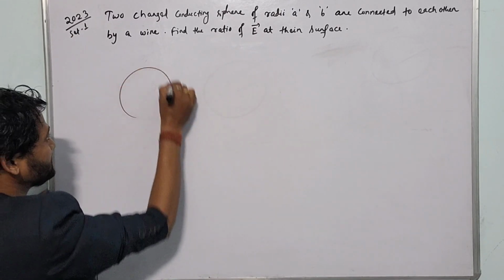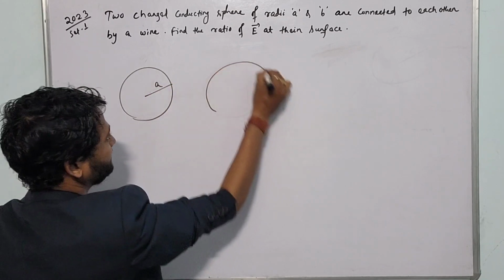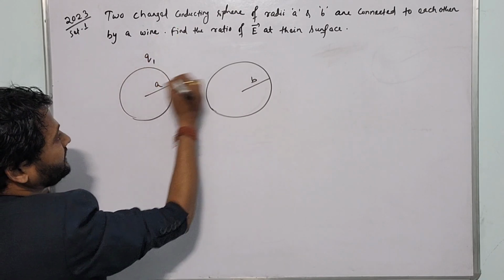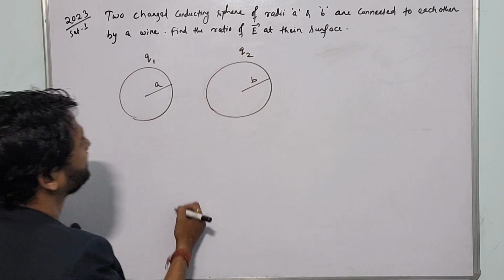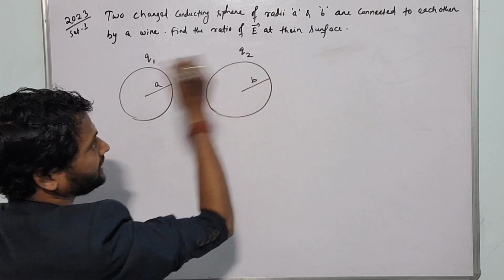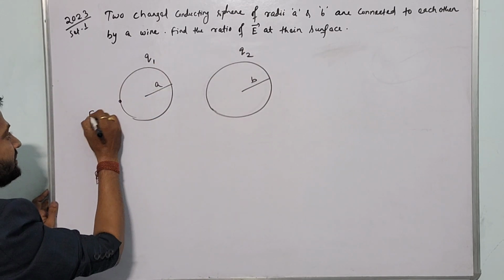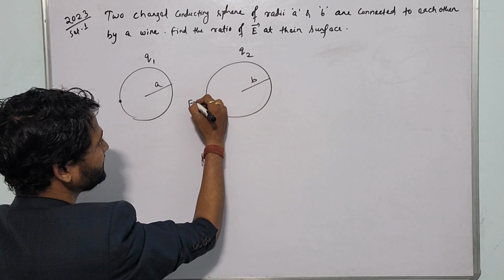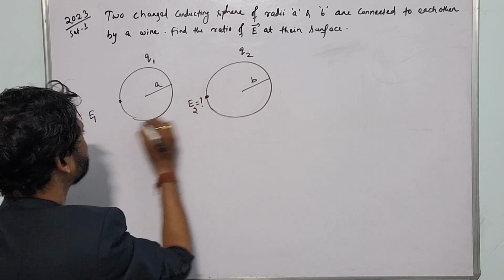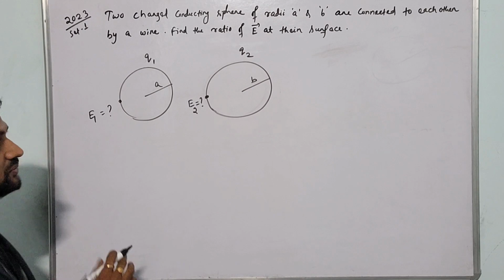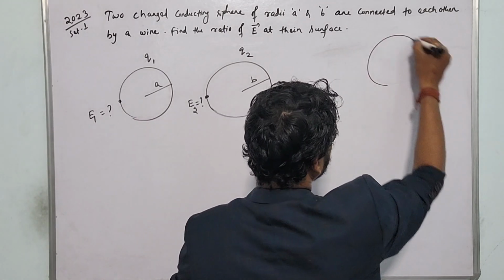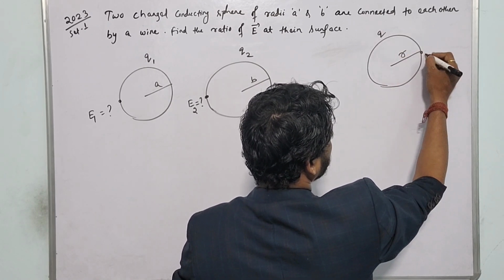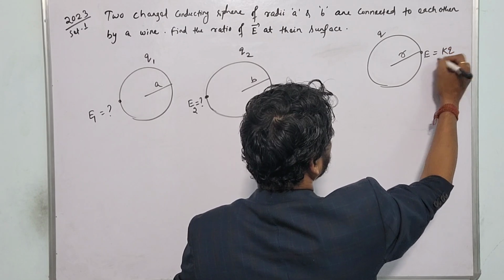First see what the question is. There are two spheres of radius a and b, and two charged spheres having charge q1 and q2. We have to find out the ratio of electric field at their surface. Let the electric field at this surface be E1, and at the surface of the second sphere the electric field will be E2. So you have to find out the ratio of E1 and E2. One thing you remember, if you have a spherical charged sphere of radius r and charge q, the electric field at the surface will be equal to kq by r square.